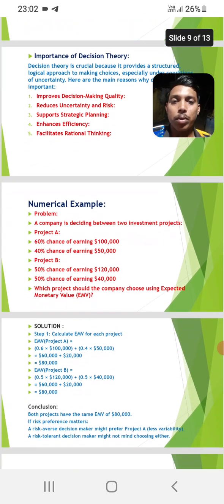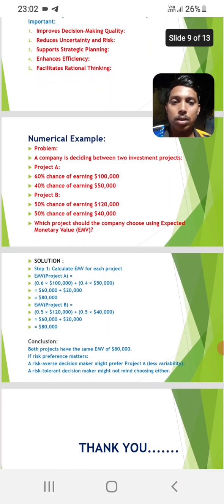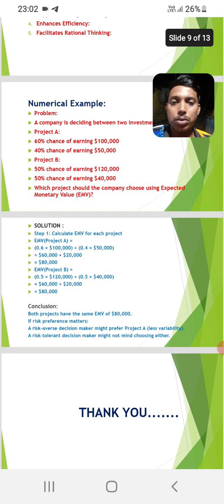Next slide, numerical example and solution. Conclusion: both projects have the same expected monetary value of $80,000. If risk preference matters, a risk-averse decision maker might prefer project A for less variability. A risk-neutral decision maker might not mind choosing either.